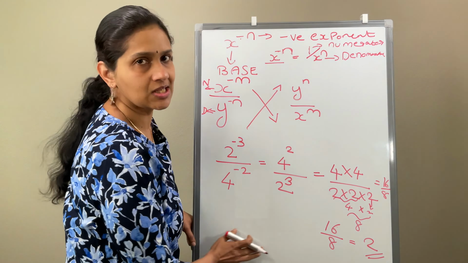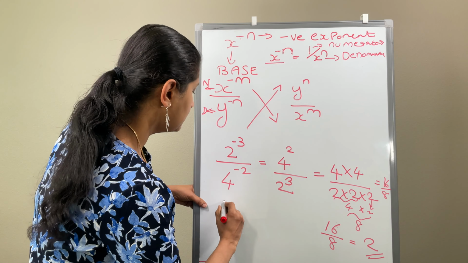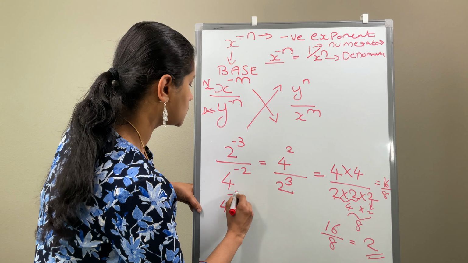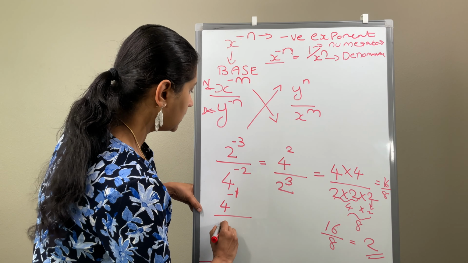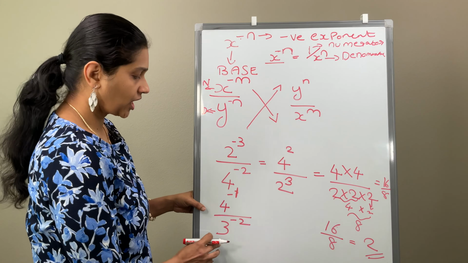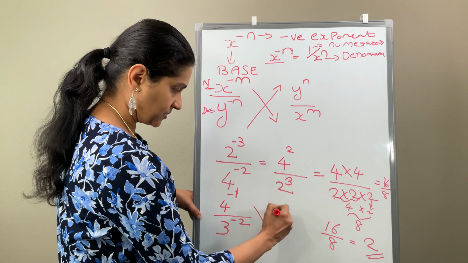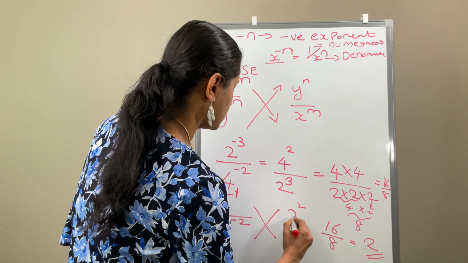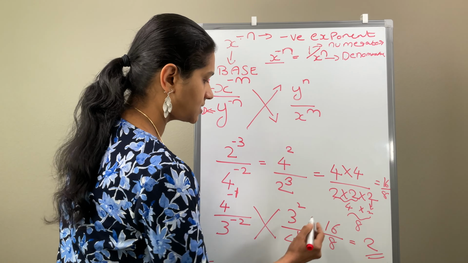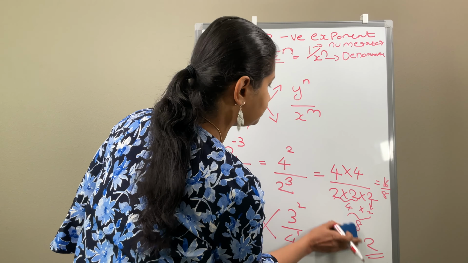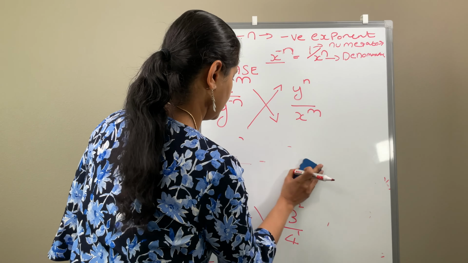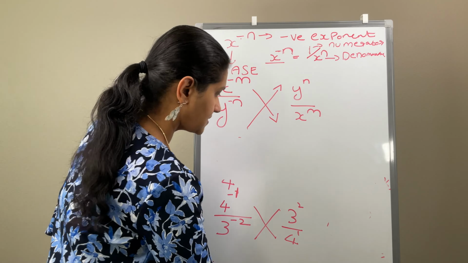So this is how you will solve this. I will tell you one more example. 4 to the power of minus 1 by 3 to the power of minus 2. How to solve this? Just reverse this: 3 square by 4 to the power of 1. What is 3 square? It is simply 3 times 3. 4 to the power of 1 is 4. So the answer is going to be 3 times 3 is 9, 9 by 4. That's all is the answer for this.